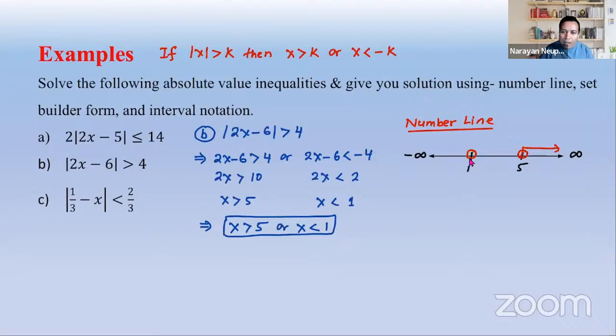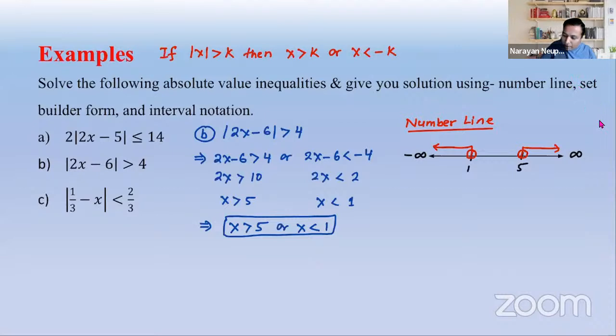Similarly, x less than 1, here is 1. So less than 1 means to the left. So all values to the left of 1, they are also the solution. So you can see that everything on this number line are solution except the values between 1 and 5. The values between 1 and 5 are not solution, but the values less than 1 and more than 5 are the solution. So this is how you can show your solution using a number line. That is the representation of the solution on a number line.